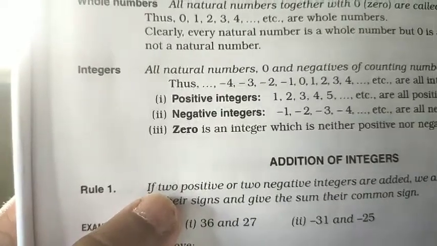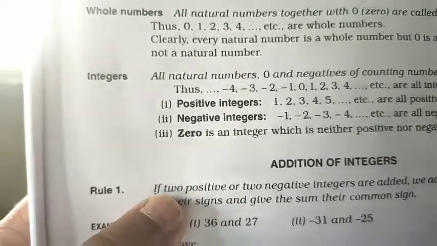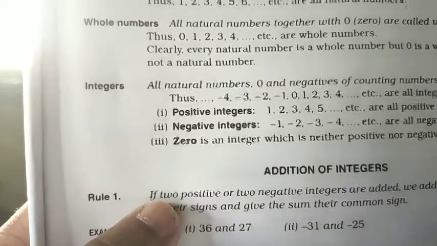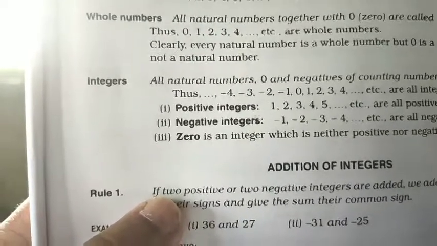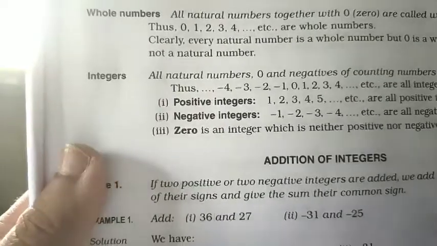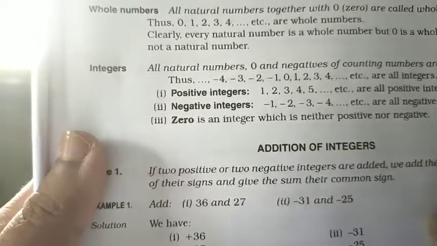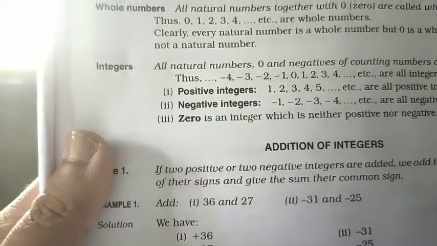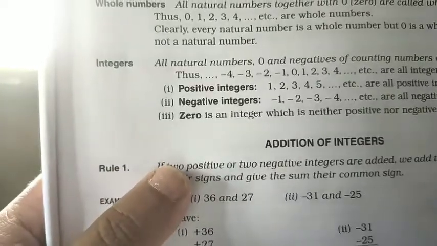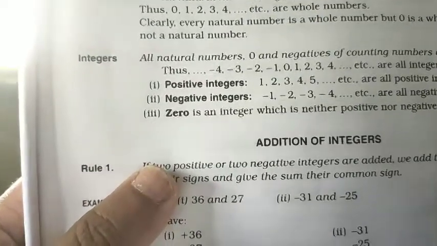Now what are negative numbers? Negative numbers are those numbers which have a minus sign in front of them. They can be called negative integers. For example, -1, -2, -3, etc.